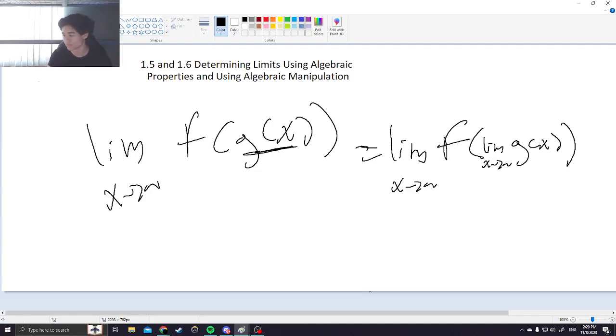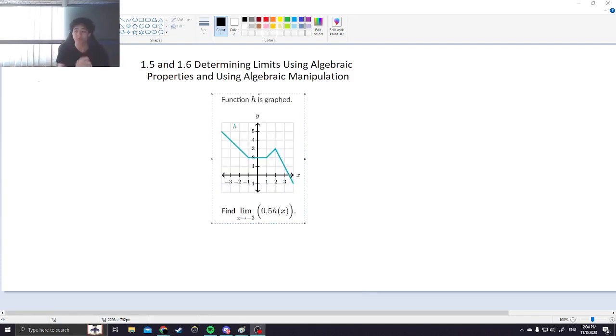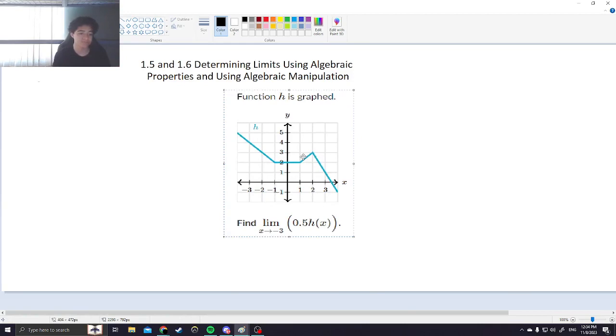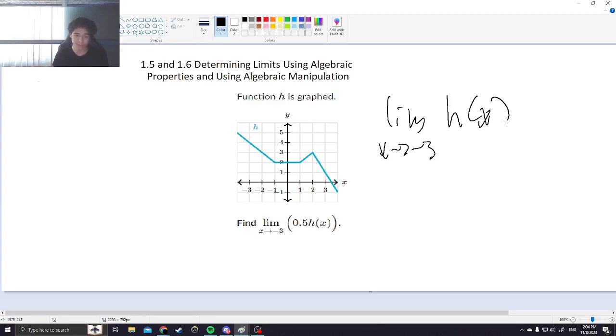All right, moving on. So for our first example, we're going to look at this graph from my best friend Khan Academy. And look, it says this is a graph of h of x, right? So what is the limit of negative 3 of 0.5 h of x? So what do you do here? First, you do the limit first, always. So you have limit x approaching negative 3 of h of x, and then the 0.5, where does that go? You do it at the end.